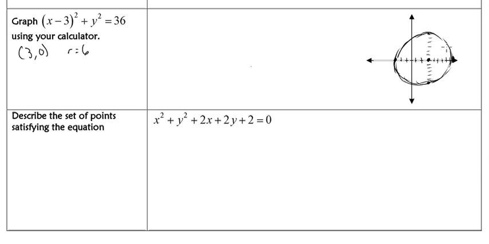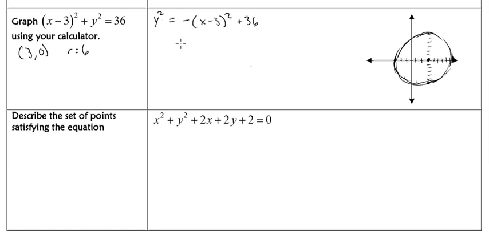That all being said, how can we do this on our calculator? When you're entering graphs into your calculator, you always have the prompt of y equals. So let's take this equation and get y equals. We'll subtract (x − 3)² from each side. We're not at y equals quite yet, though that is where we're heading. So y² = −(x − 3)² + 36.